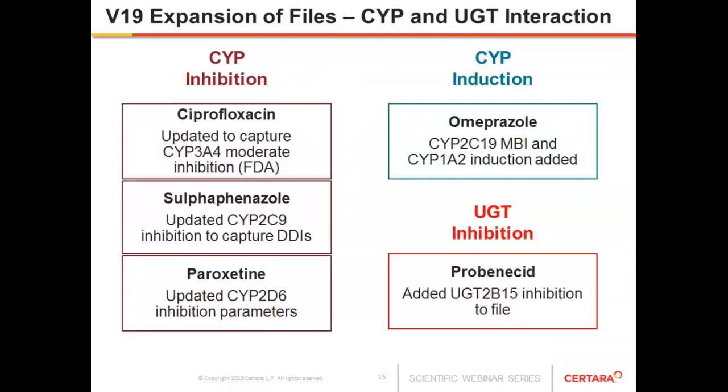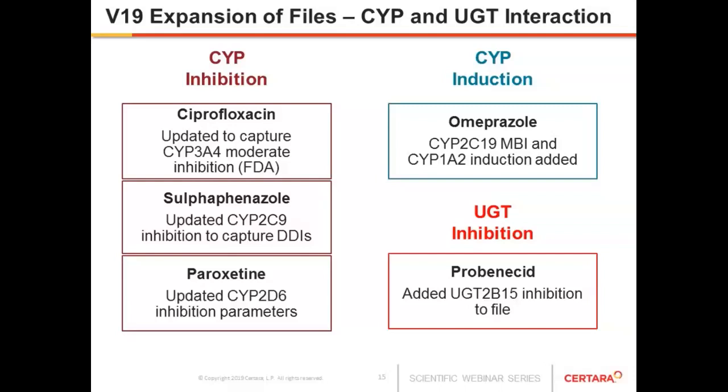The final part we'll talk about in terms of updates to the simulator looks at the expansion of files to include CYP and UGT interaction parameters. We have 3 files that have had additional interaction parameters: CYP3A4 inhibition for ciprofloxacin, to be in line with the FDA guidance for the moderate inhibition that ciprofloxacin can have on the enzyme. Sulfaphenazole has been updated to incorporate CYP2C9 inhibition parameters, and paroxetine has been updated to incorporate 2D6 parameters.